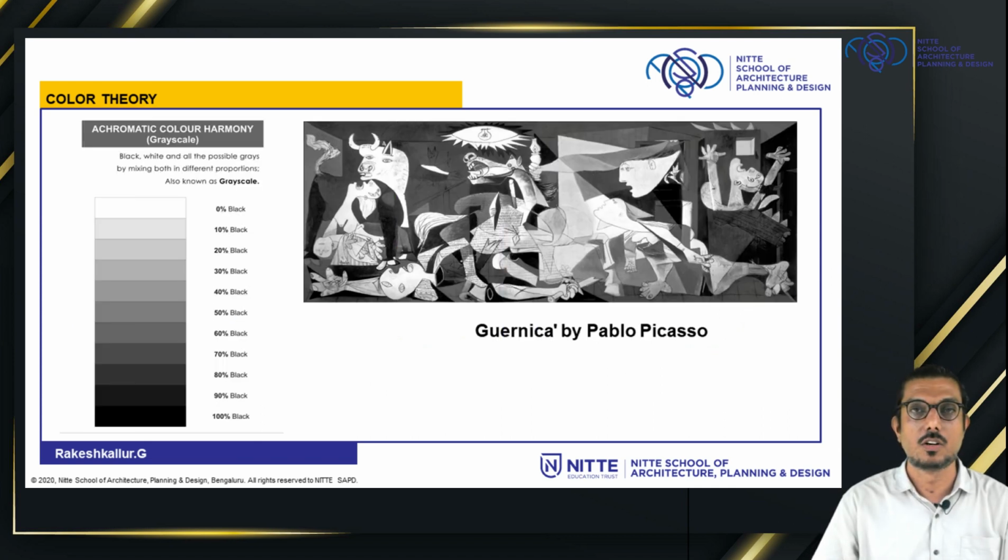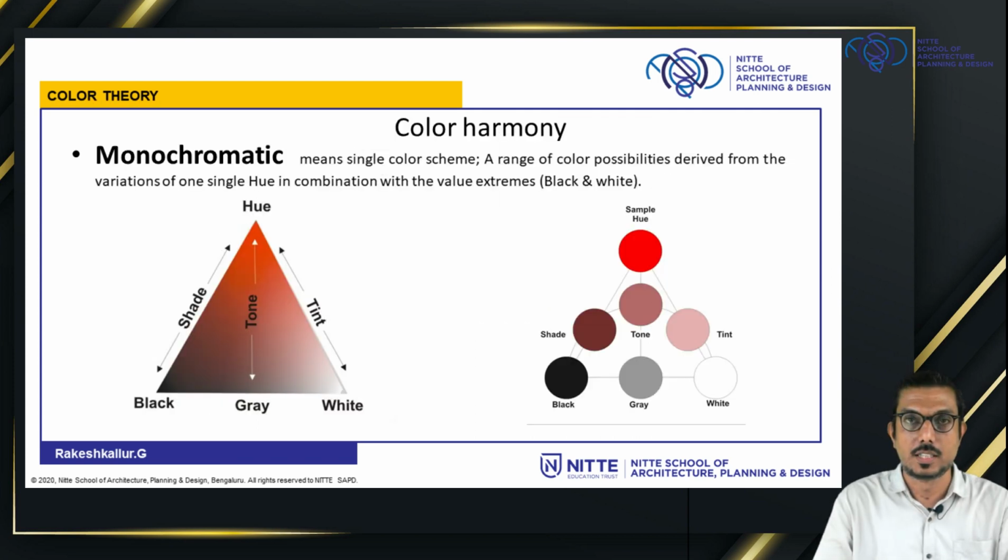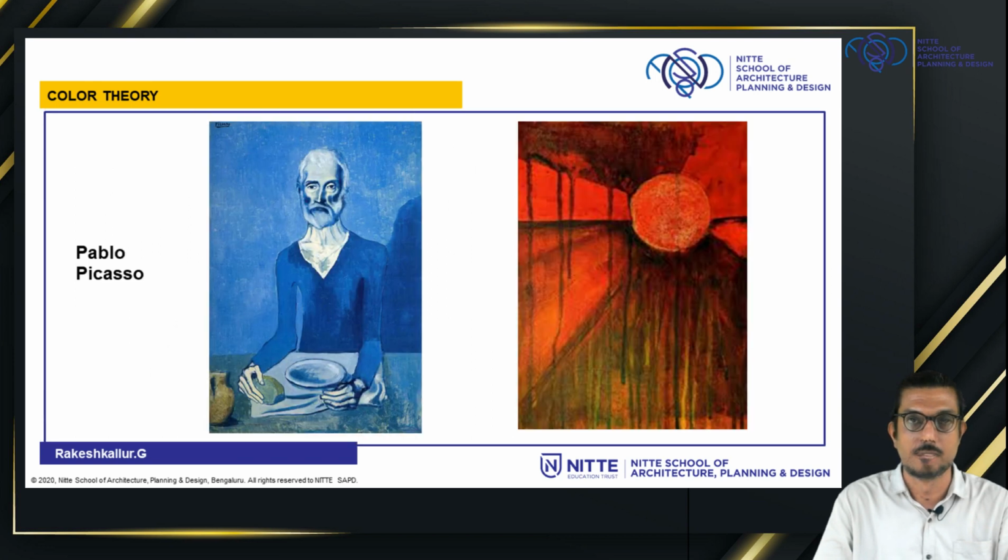The achromatic color harmony is also known as grayscale mode. Monochromatic color schemes consist of different values of a single color. Here is an example of a monochromatic color scheme.